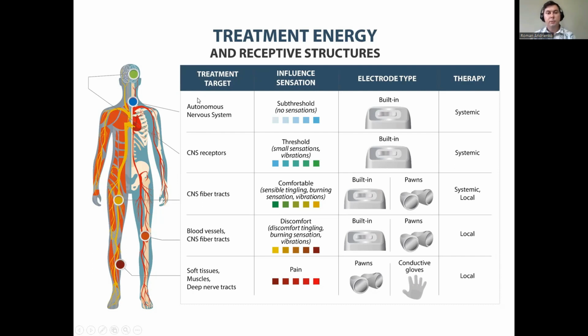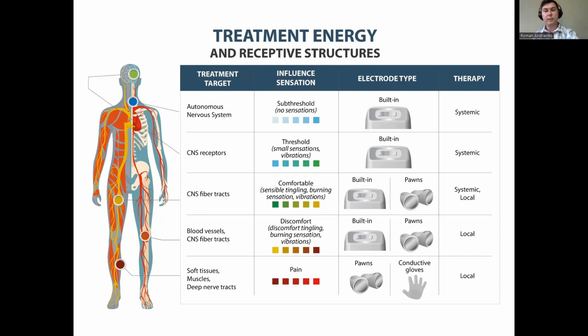Depending on the level, we also choose which certain part of the body we are targeting with our Scenar device, whether it's the nervous system or CNS receptors or CNS fiber tracts or blood vessels, or that we are hitting directly the soft tissues, the muscles, and the deep nervous tracts. Because also, the more we increase the treatment energy, the deeper it goes. And it also is different by the type of the electrode we're allowed to use. If we're talking about systemic therapy, obviously we're using just the built-in electrode. It is specifically designed for that.